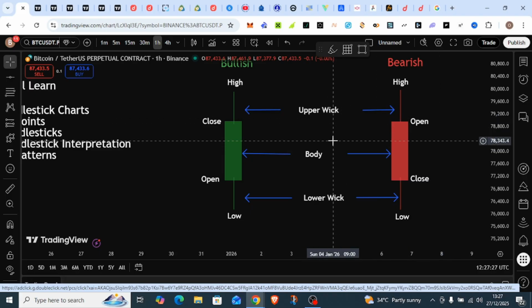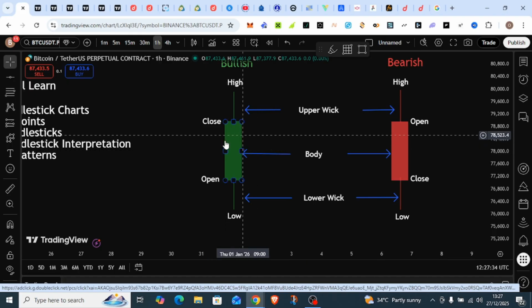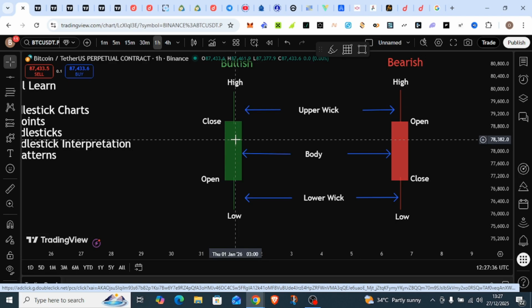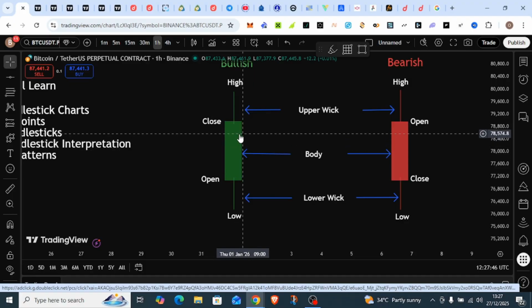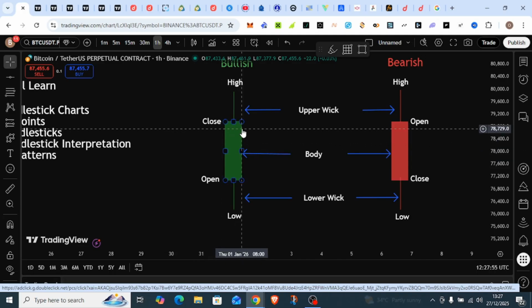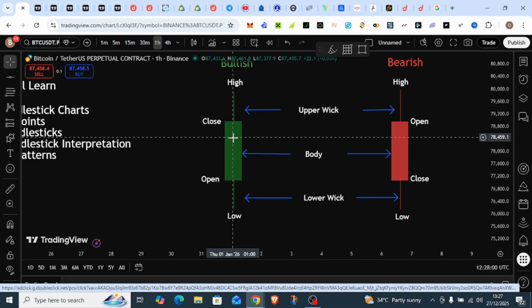So let's move. We have basic single candle interpretation. As you can see, this is a long bullish candle. It shows strong buying pressure, which indicates that buyers dominated. When this rectangular part is large enough, it's showing that the buyers are leading.